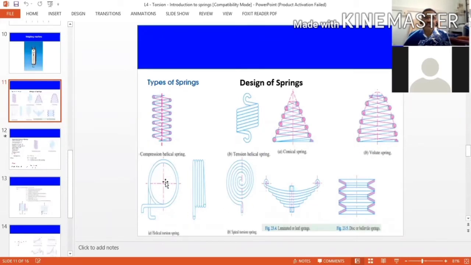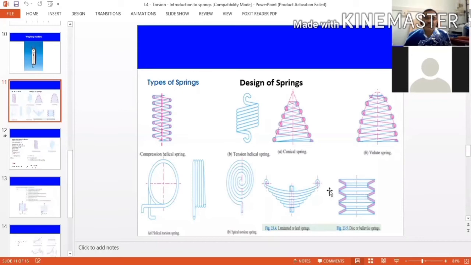Now this is also a helical spring only, but it is used for torsion. It is used for taking the torsion load. So this is a spiral spring. It is wound in the shape of a spiral, but this is helical. So these are all helical springs. Now this is a leaf spring. A number of leaves are joined together to form the leaf spring. This is a disc spring. So these are all the different types of springs.